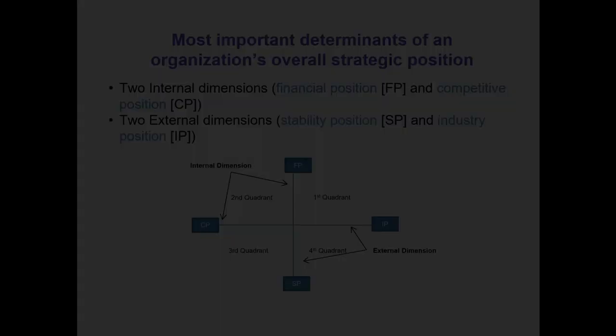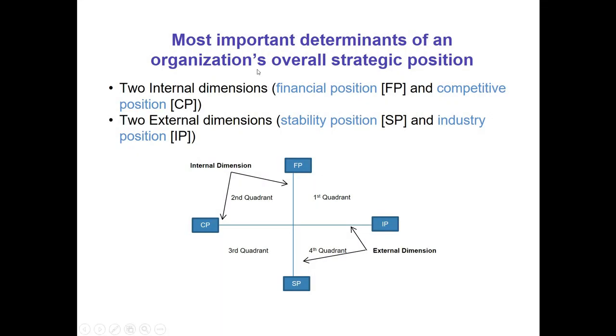Remember, your FP or financial position and your competitive position are your two internal dimensions. Your IP and SP are external dimensions.